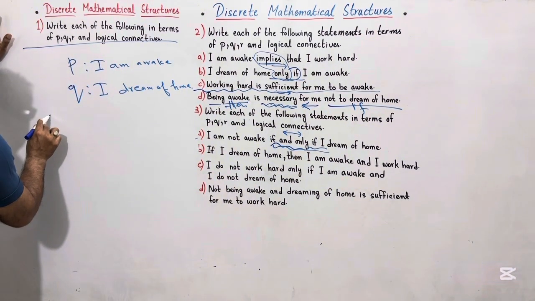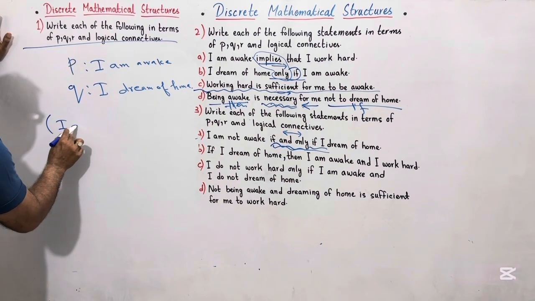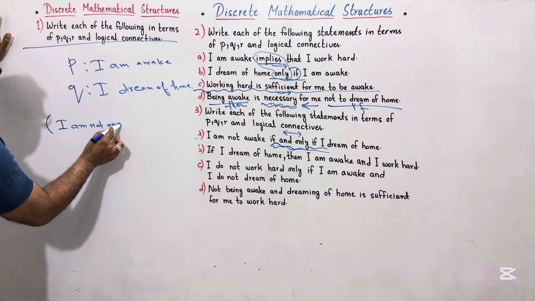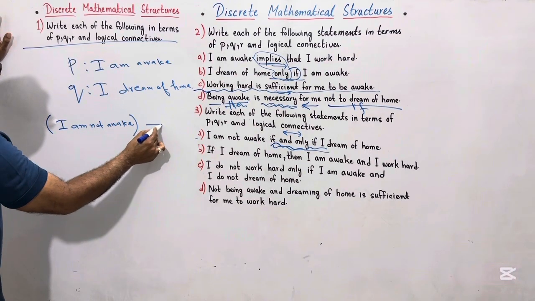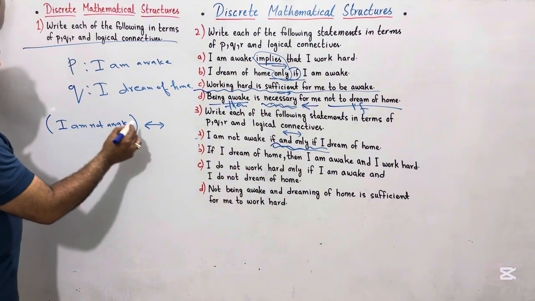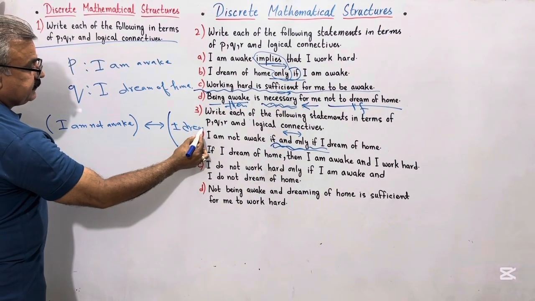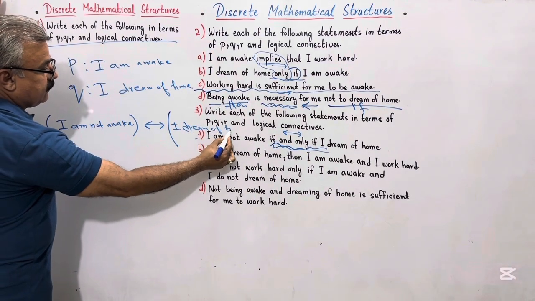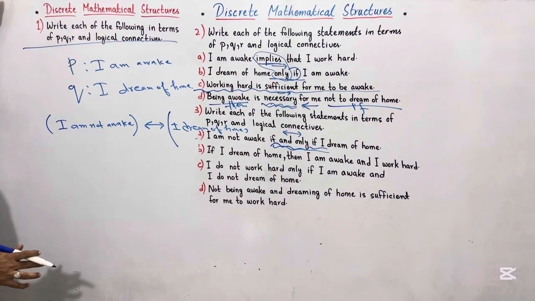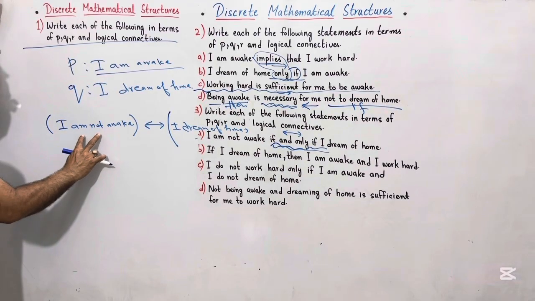We are about to write "I am not awake". If and only if means biconditional. I am not awake if and only if I dream of home, and we have assumed that our proposition is "I am awake", so here it is "I am not awake".